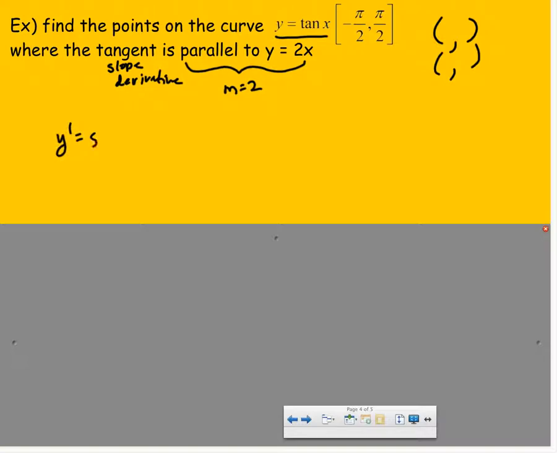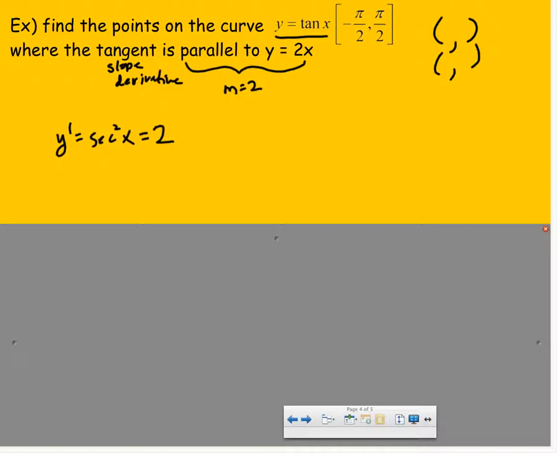The derivative of tan is secant squared of x. And what we're saying on this problem is that the derivative, the tangent, has to be parallel to y equals 2x. So that means it has a slope of 2. Does that make sense? All right. So now, a lot of the rest of the problems we do today are going to be just trig stuff. It's going to be reminding you about some trig things that you need to know. How in the world am I going to solve secant squared x equals 2?